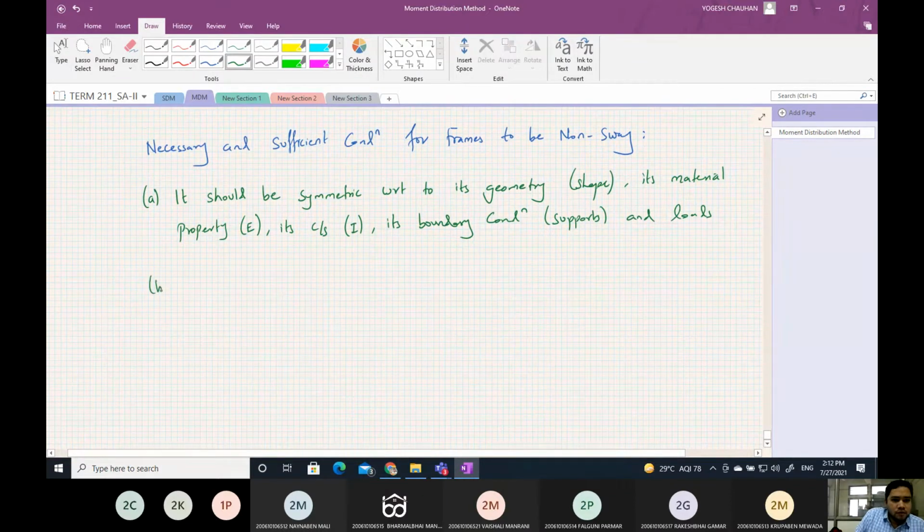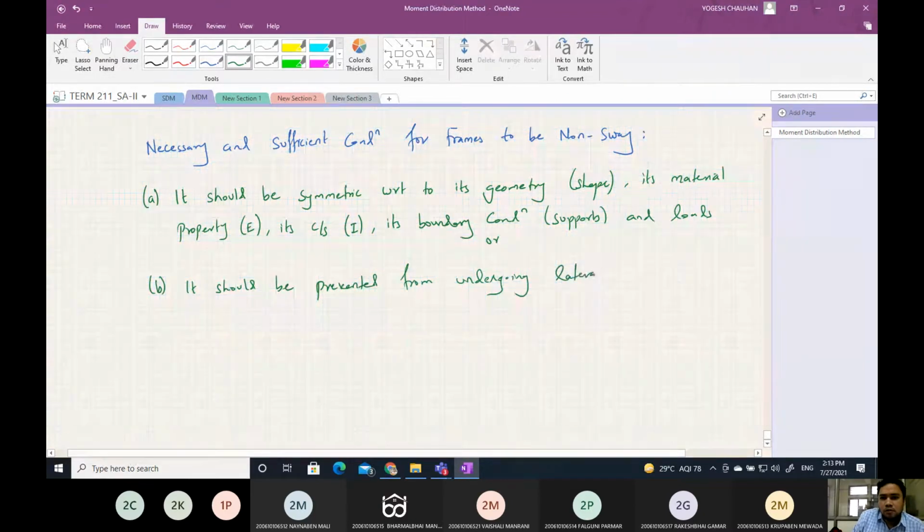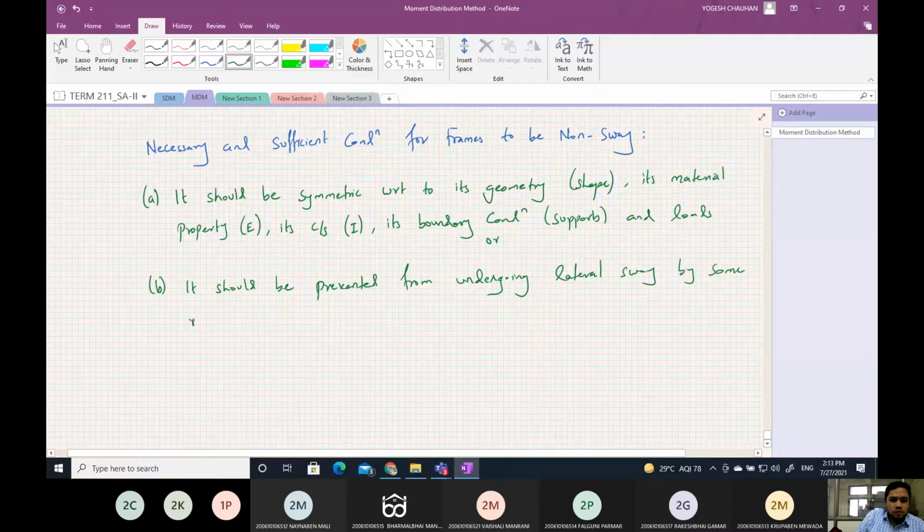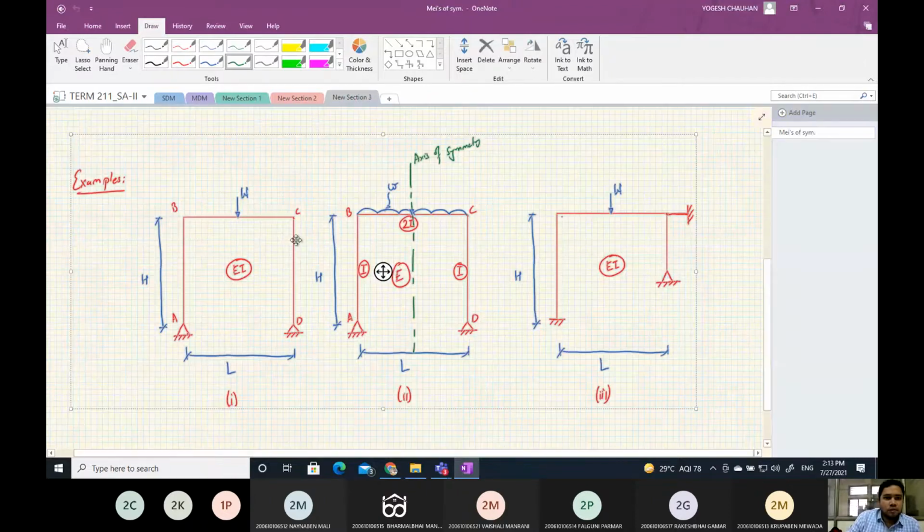Second condition is either this should be satisfied or it should be prevented from undergoing lateral sway by some restraints. Okay. The examples of sway frames and non-sway frames are shown here.